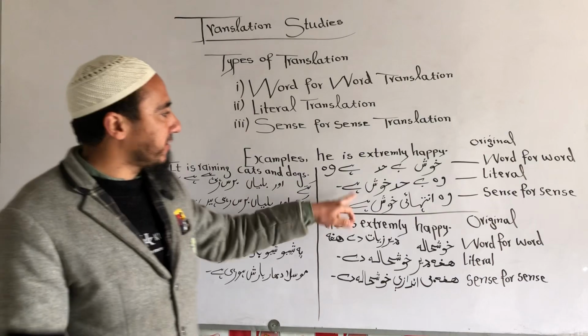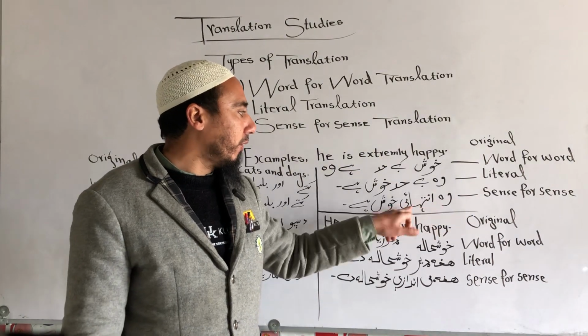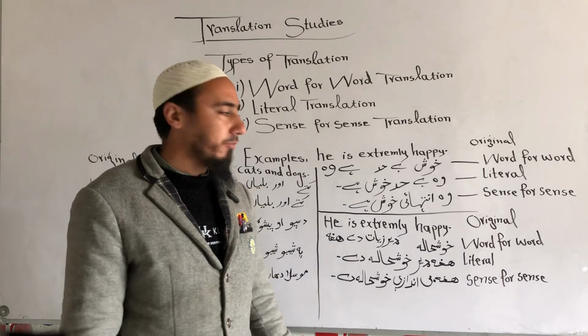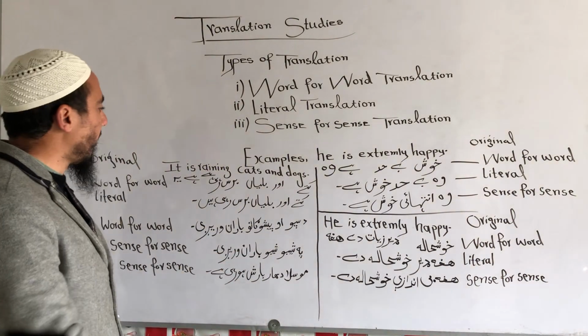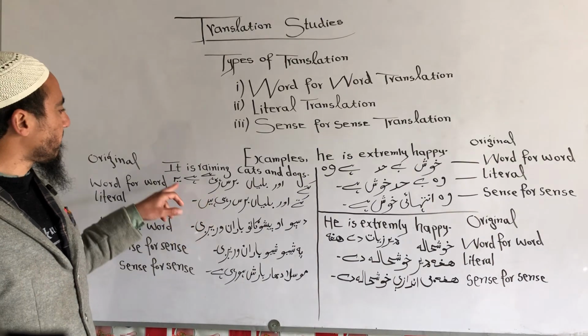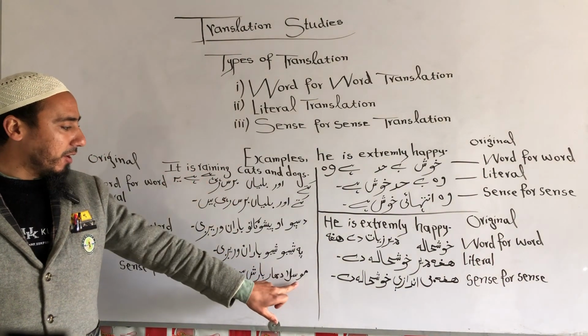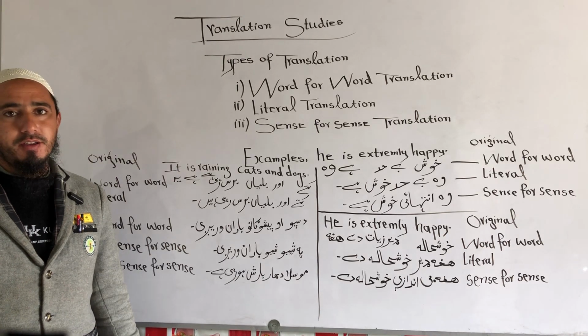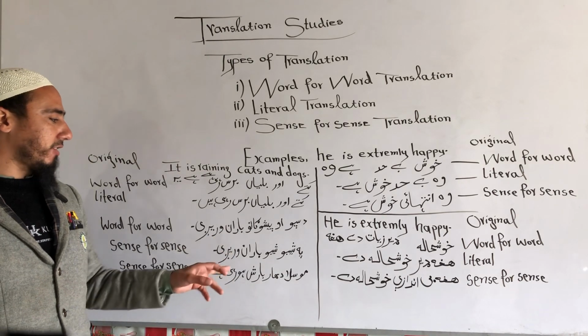For example, in this example, you see, he is extremely happy. Sense for sense translation is, वो इंतहाई खुश है. Okay, it means उसकी खुशी का कोई इंतहा नहीं. And in this example, you see, it is raining cats and dogs. The meaning is मूसलाधार बारिश हो रही है. This is the exact and correct meaning. The correct meaning is conveyed.